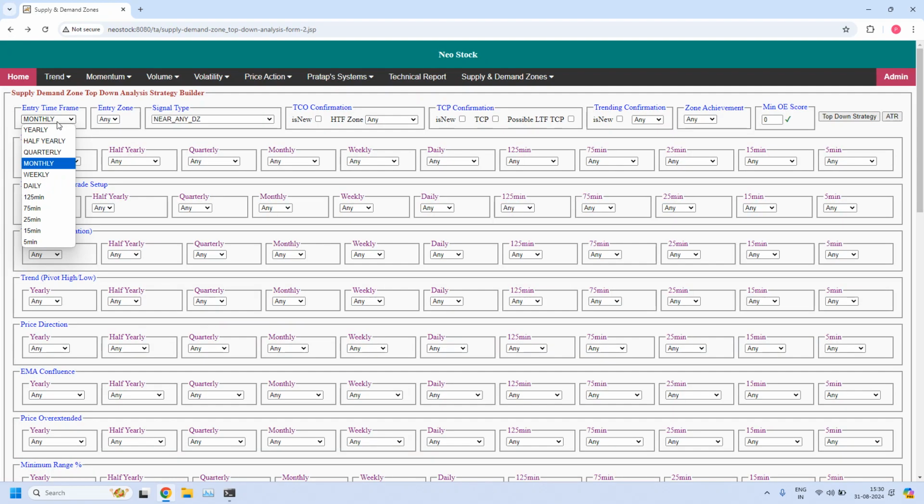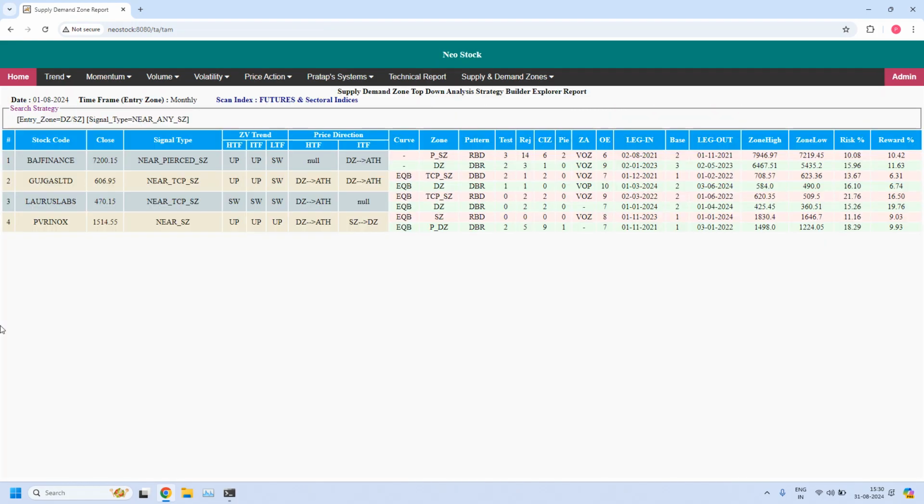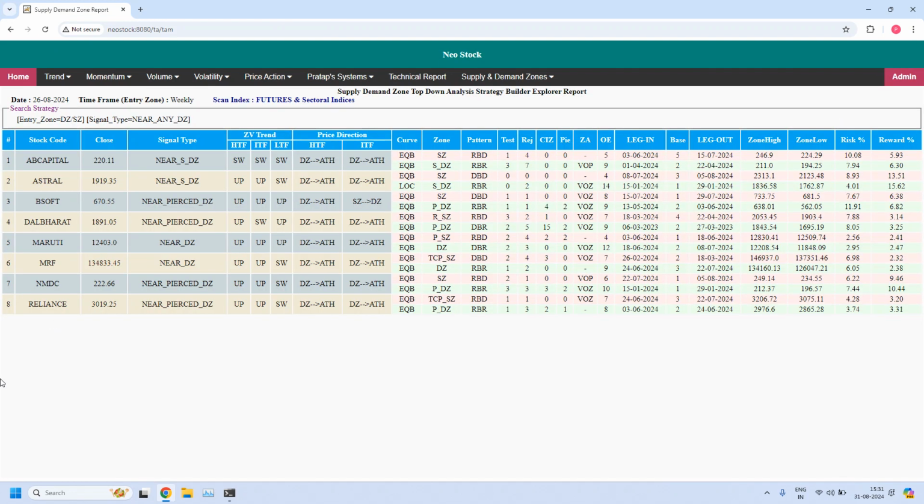The next report for monthly time frame. Let us find the stocks near monthly supply zone. Four stocks are filtered. The next time frame is weekly. Let us find the stocks near weekly demand zone. 8 stocks are filtered near to the weekly demand zone.